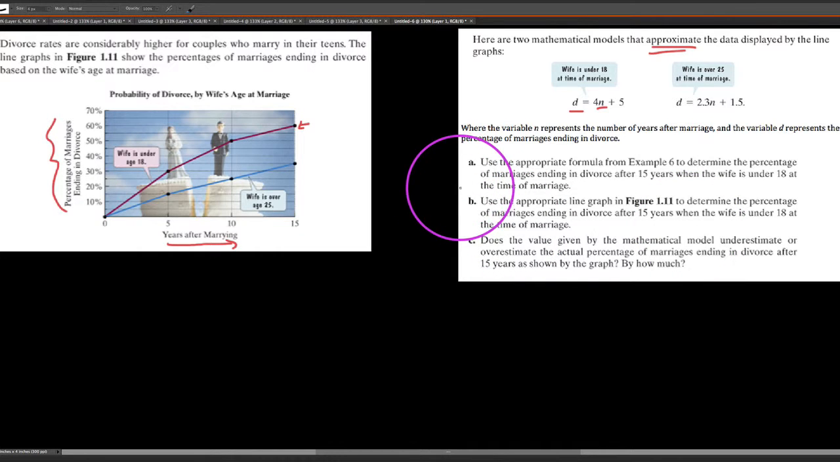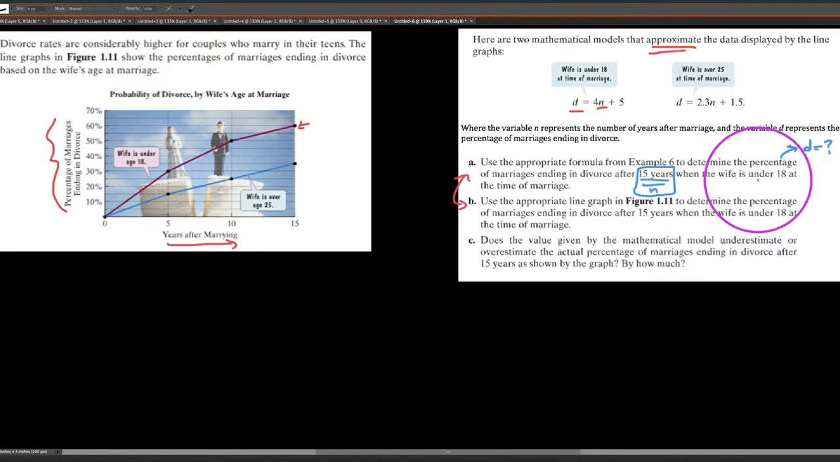So basically, the difference between these two situations is this top one says use the appropriate formula, and this one says use the appropriate graph. Okay, and so that's what I want to look at here. So in terms of what formula should we use, well, this says the number of marriages ending in divorce after 15 years. So we're given some N value here, and we're asked to find the percentage of marriages ending in divorce. So basically what we're saying is, what do we know about D given the N in the first place, okay? So we have one, and we need to go find the other.